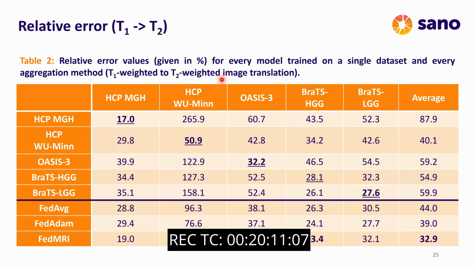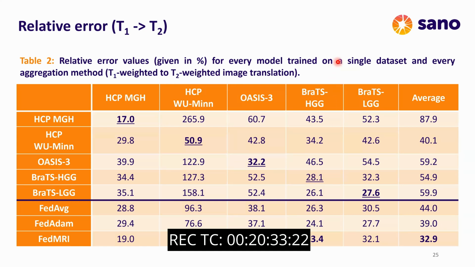Our analysis revealed that among the tested federated learning algorithms, FedMRI produces the best results. And additionally, in the case of the BraTS HGG dataset, it even produces better results than the model strictly trained on this dataset.